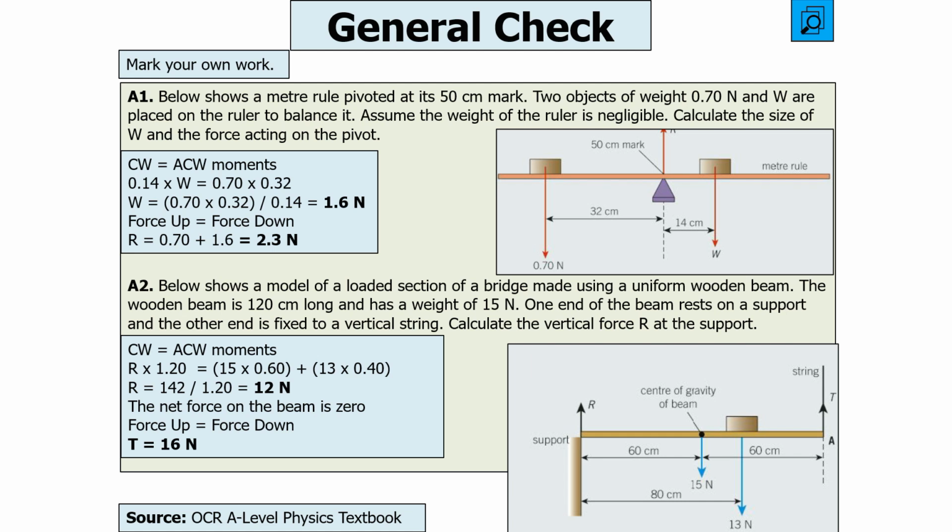Looking at where all they are from the actual string, you can see that's their distances. So you work out R to equal 12. We then say force up equals force down. We know that there's 15 acting down. We know that there's 13 acting down. We know that there's 12 acting up from R. So therefore T must equal 16 to cancel the other two through.